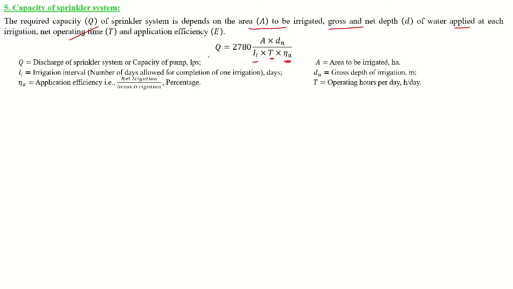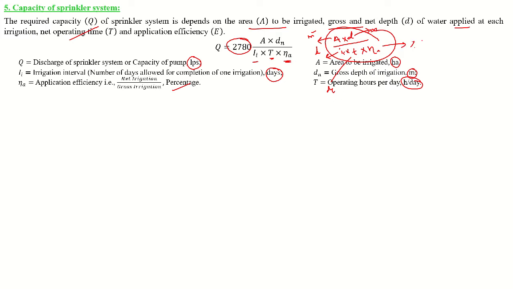Here Q is in liters per second, I in days, and application efficiency in fraction or percentage, area to be irrigated in hectares, gross or net depth in meters, and operating hours per day. This is the conversion factor. Otherwise you can also use SI units, that is area × depth of water applied / (irrigation interval × operating time × application efficiency). If you take all the values with area in square meters and depth also in meters, the irrigation interval in days, operating time in hours per day, and application efficiency in percentage or fraction, this gives the capacity of the sprinkler system.